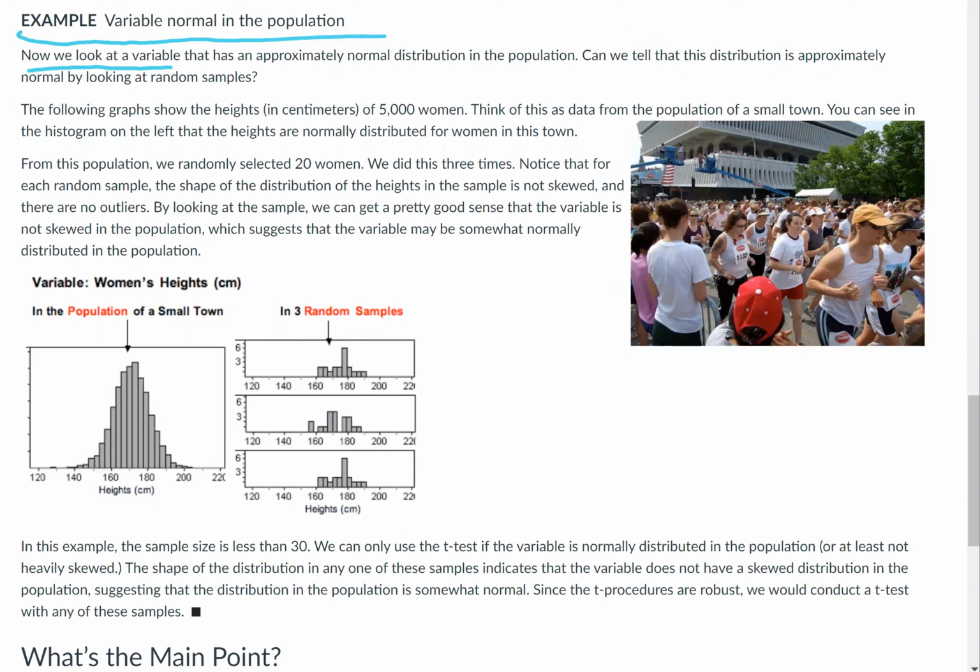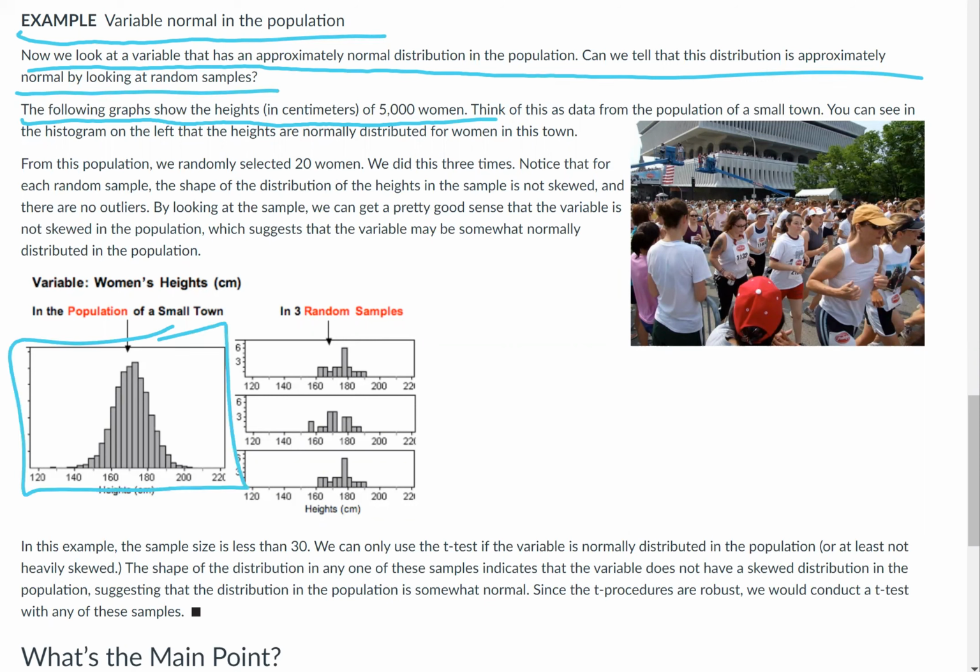Now we look at a variable that has an approximately normal distribution in the population. Can we tell that this distribution is approximately normal by looking at random samples? The following graph shows the heights in centimeters of 5,000 women. And we've kind of already talked about dimensions on human beings and animals, like height, weight, the length of your foot. That kind of thing is normally distributed, but we'll pretend we don't know that. Let's see. For 5,000 women, here's the histogram. It looks normally distributed. It has a really tall bell shape.